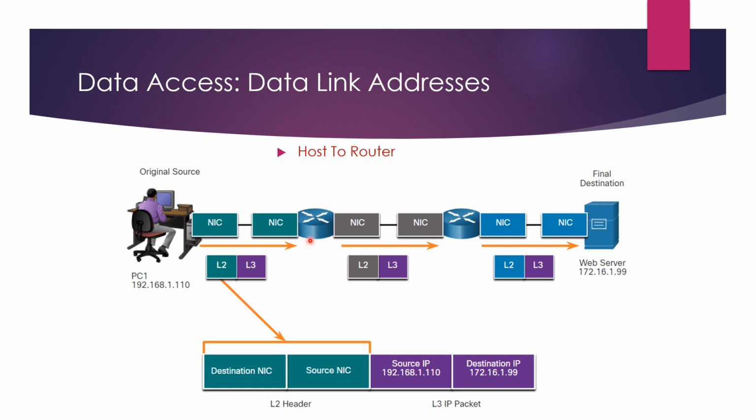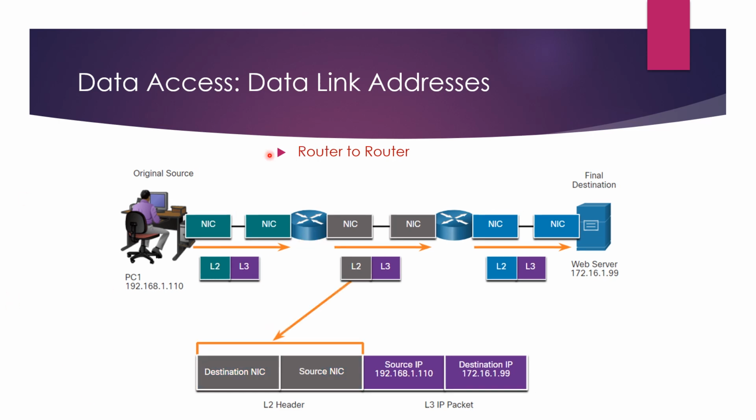And as the packets go from router 1 to router 2, you will see that layer 3, which means the IP addresses, the source and the destination IP address, will not change. That will be the same, but what will change is the MAC addresses. When it goes from router to router, the source MAC address will be the MAC address of router 1, and the destination MAC address will be the MAC address of router 2.